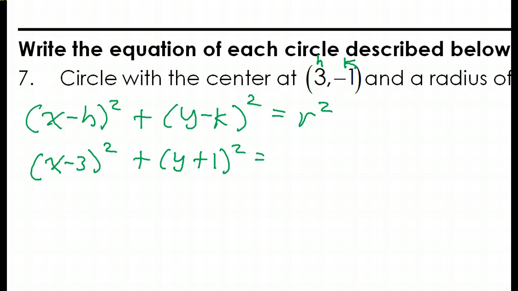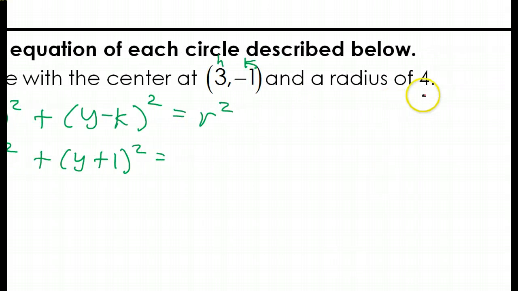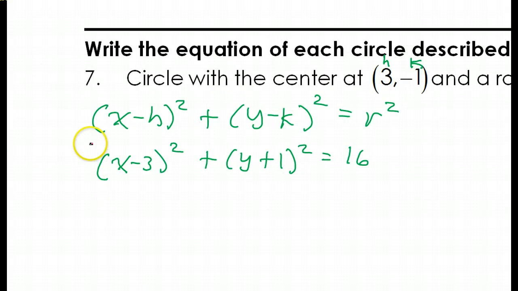Okay, now we need the radius squared. Well, if the radius is 4, then the radius squared is 16. Okay, so that's it. That's number 7.